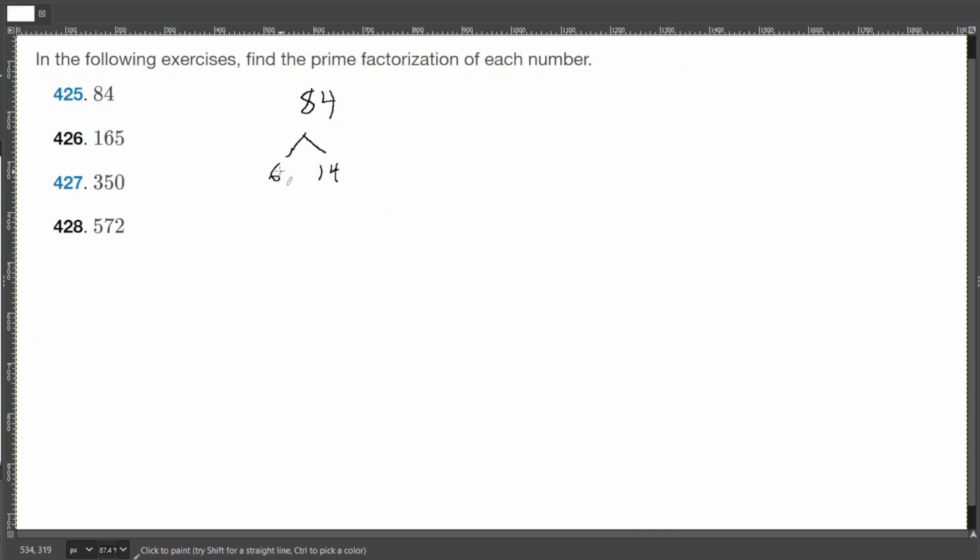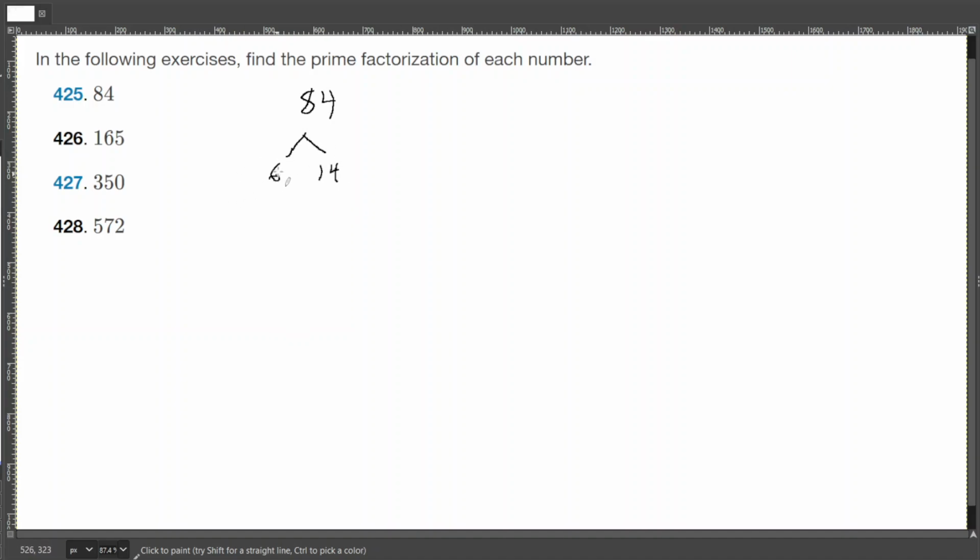So what does this tree mean? This tree means that 6 times 14 is 84. It means 84 divided by 6 is 14. And it also means 84 divided by 14 is 6, right? But now we got a question: is 14 and 6 prime?